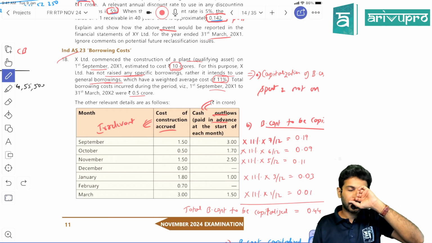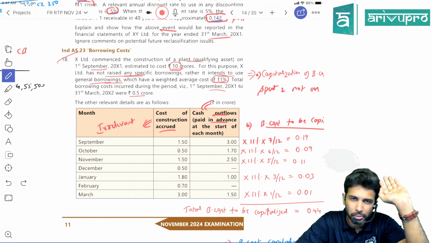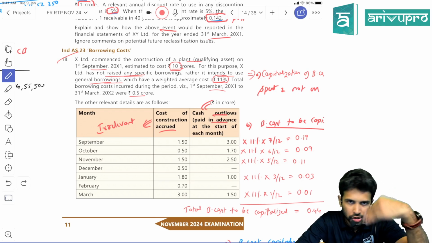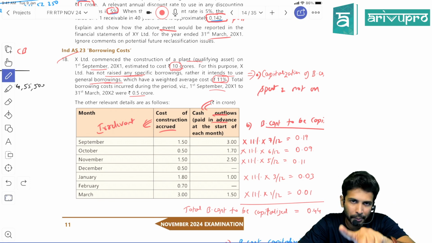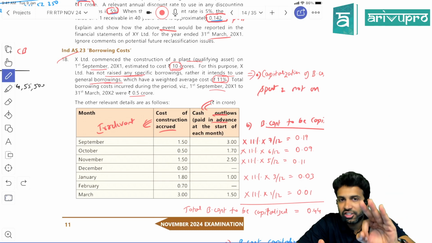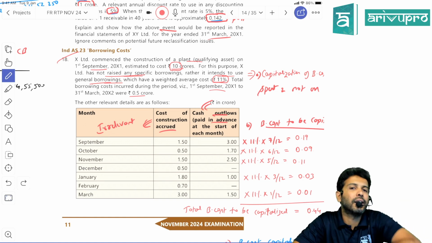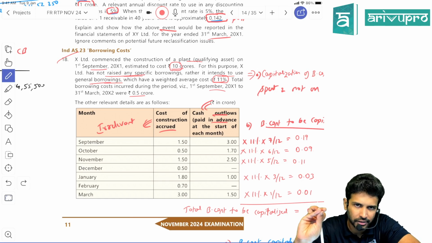Sir, if you just check for capitalization of borrowing cost, as per Ind AS 23, there were 3 conditions, if you remember. First condition is borrowing cost should be incurred. The day when all the 3 conditions get satisfied, borrowing cost you can capitalize. One, borrowing cost should be incurred. Second one, expenditure on qualifying assets should be incurred. Third one, activities relating to qualifying assets should have begun. The activities include planning and administrative activities also.